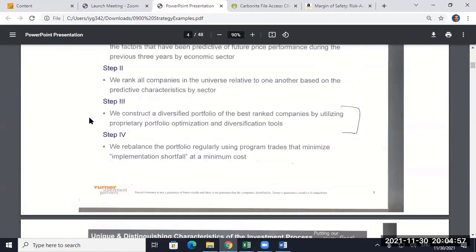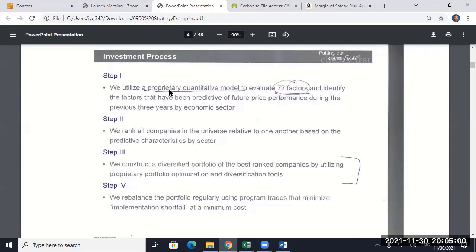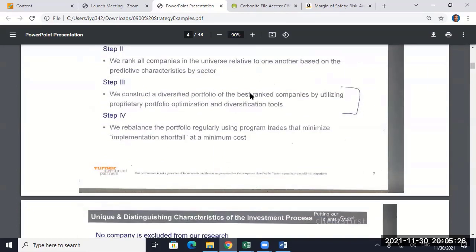All right, this is Turner. This is a very quantitative firm. You can just tell, he used my term, right? I didn't steal that from him, but I don't think he stole it from me either. Proprietary quantitative model, 72 factors. That sounds really impressive. How do you get 72 factors? It's really easy. You just keep stuffing stuff into your model. It's really not that difficult. We rank all companies in the universe relative to one another based on the predictive characteristics by sector. We construct a diversified portfolio of the best ranked companies utilizing proprietary portfolio optimization diversification tools. I used to be impressed by these terms.